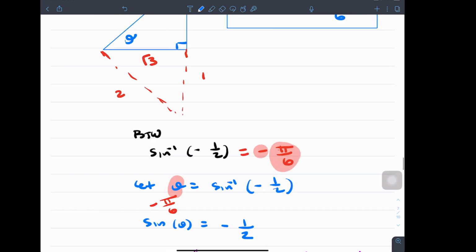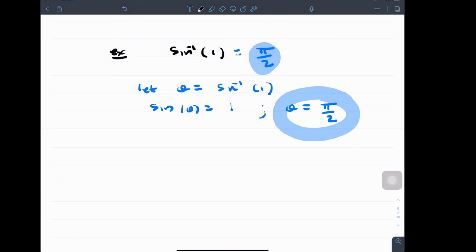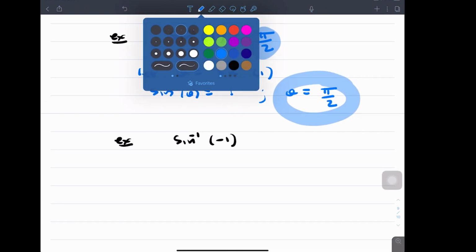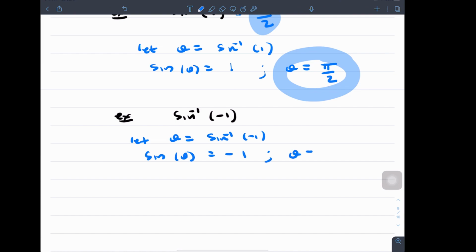All right, and they give you the following now. So we're going over these kind of ideas. Inverse sine of -1. Okay, compare and contrast. You're going to go through the same process. You let theta be inverse sine of -1, which means sine theta equals -1. What do you think theta is going to be? When is sine theta -1, ladies and gentlemen? It's negative pi over 2.